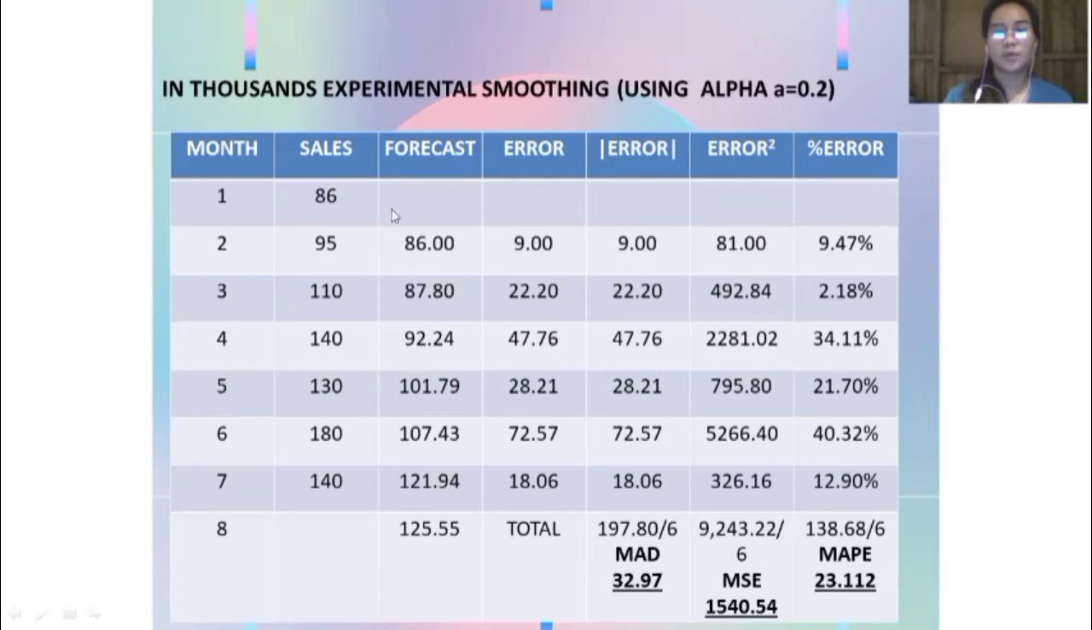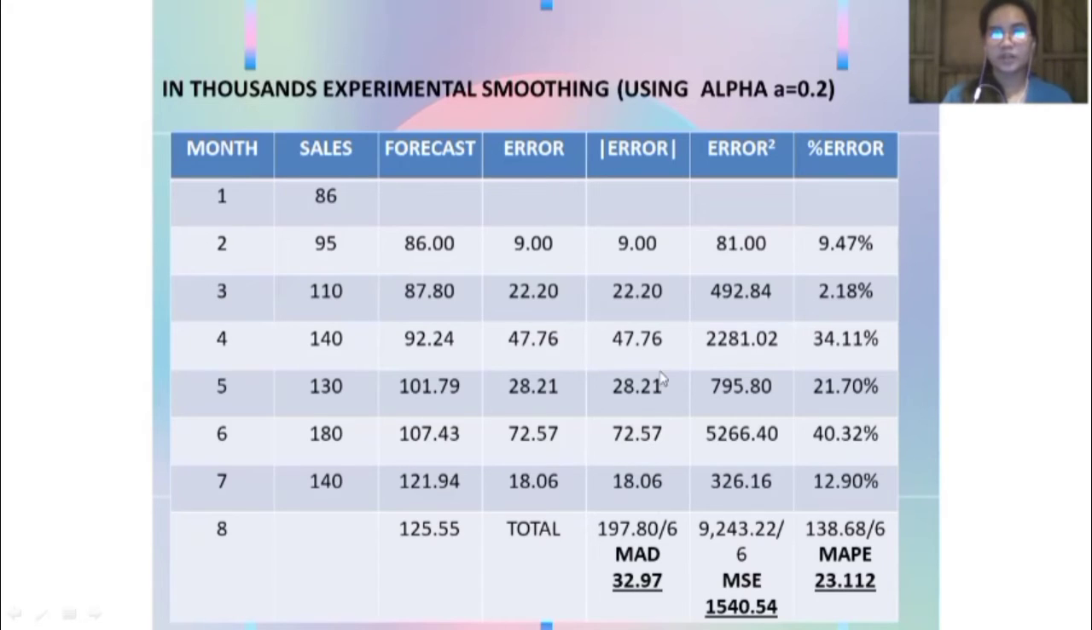So here for the error, we only have to find the difference between the actual and the forecast. So 95 minus 86 is 9, 110 minus 86 is 22.22, so on and so forth. Here for the absolute error, we only have to find the absolute value. So the absolute value of 9 is 9, 22.20 is 22, and the absolute value of 47.76 is 47.76.